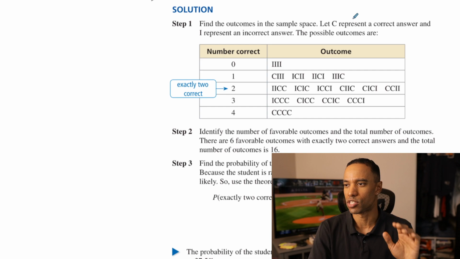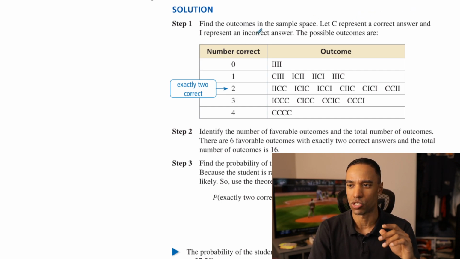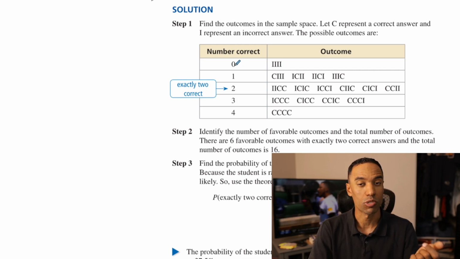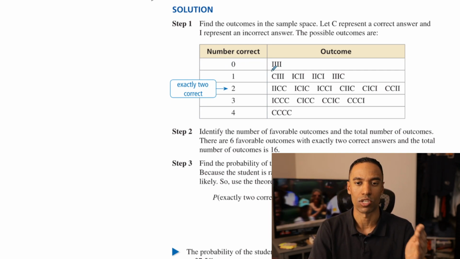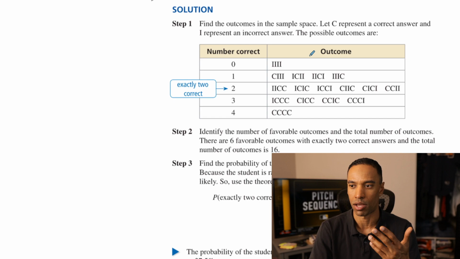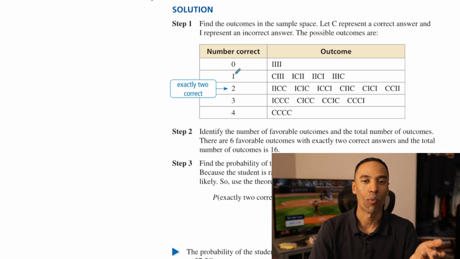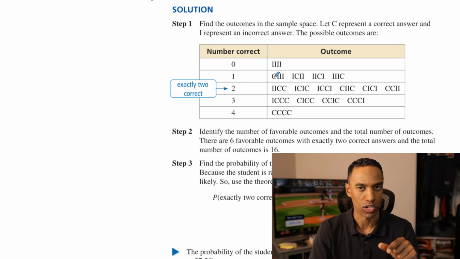So find the outcomes in the sample space. Let C represent a correct answer and I represent an incorrect answer. Possible outcomes are this. So it's possible that you can get none of the questions correct, in which case the outcome in the sample space is all I, incorrect. You can get 1 correct. You can either just get the first question correct, or just the second, or just the third, or just the fourth.